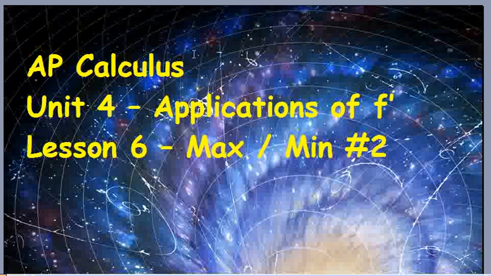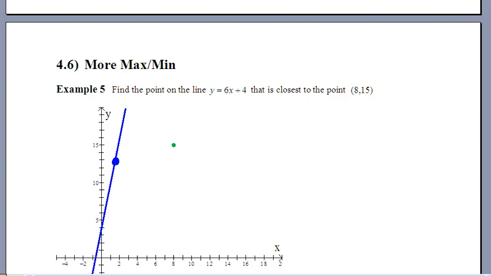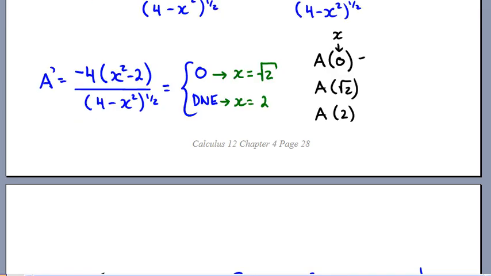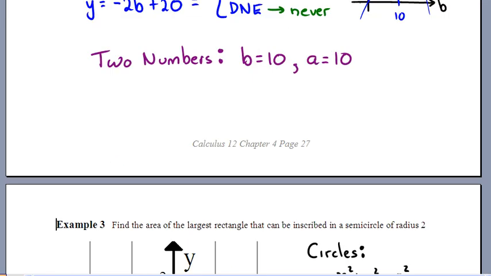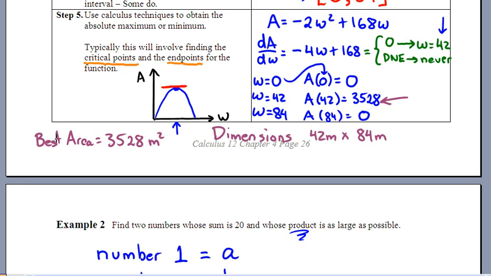So with lesson 6, we're into our second day of doing max-min problems, trying to maximize or minimize a situation. And we saw on the first day how there were kind of 5 steps for working through a problem. I'm just going to go back and take a look at those steps. They were back on page 26.